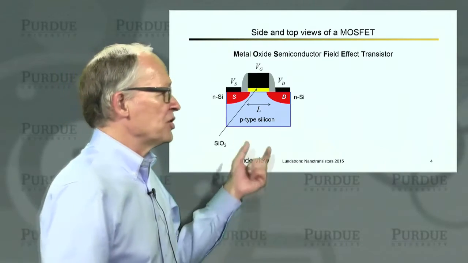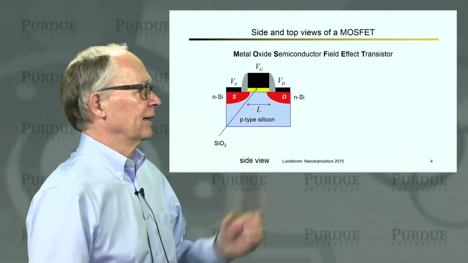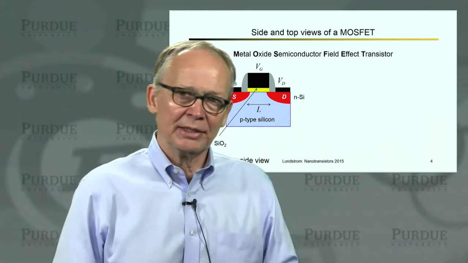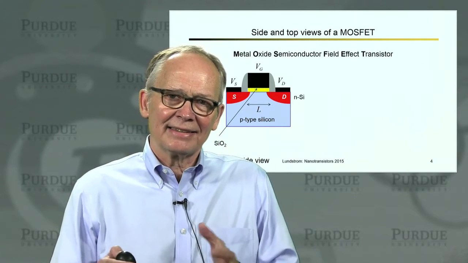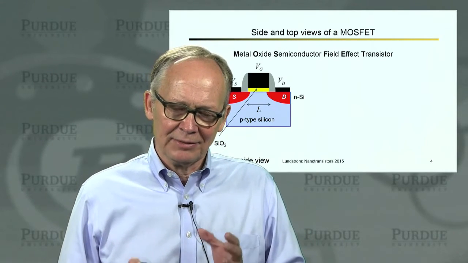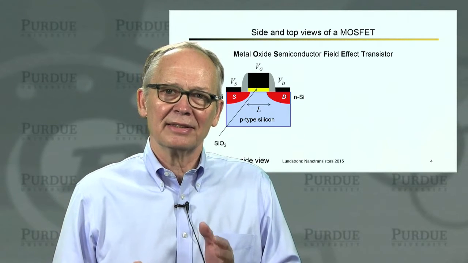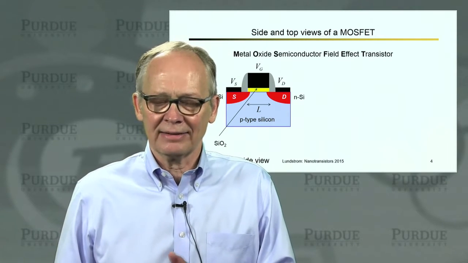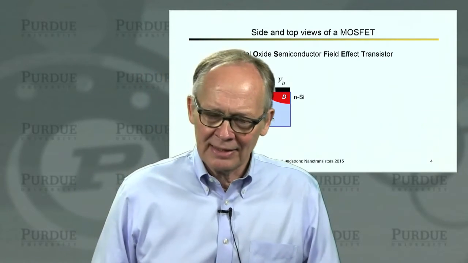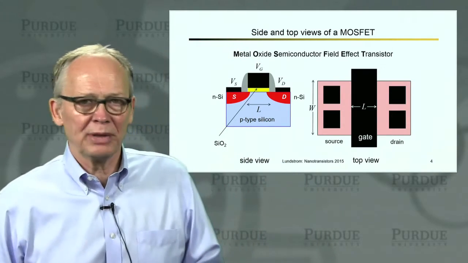The critical dimension of the transistor is the channel length, L, the distance between the source and the drain, and this sets the scale of the entire device. The history of technology evolution is that the channel lengths have continually scaled down for 50 plus years, and that's what's made electronics more and more powerful.